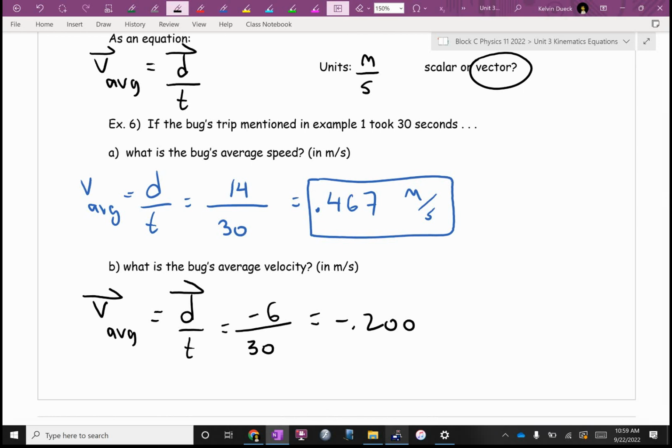Oh, it's also telling me because on average the bug was traveling backwards, it ended up behind where it started from, which I think it did. So there is information packed in there. Meters per second. Where's the direction? The negative. To the left or backwards, or I've called it behind now.